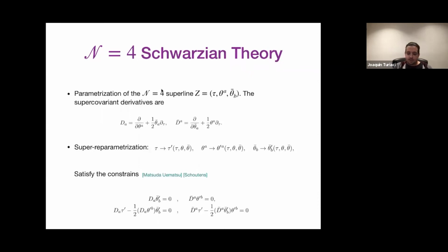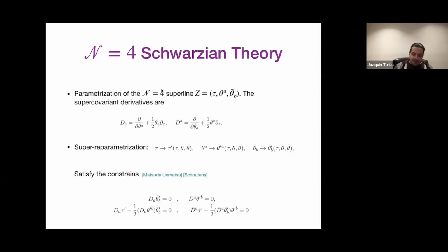So first we define the superline to have a bosonic coordinate tau. This will be Euclidean time. And it has 4 fermions that are organized in a doublet, in the fundamental and anti-fundamental of the SU2. And these are the super covariant derivatives. And super reparametrizations are defined in this way, very naturally.